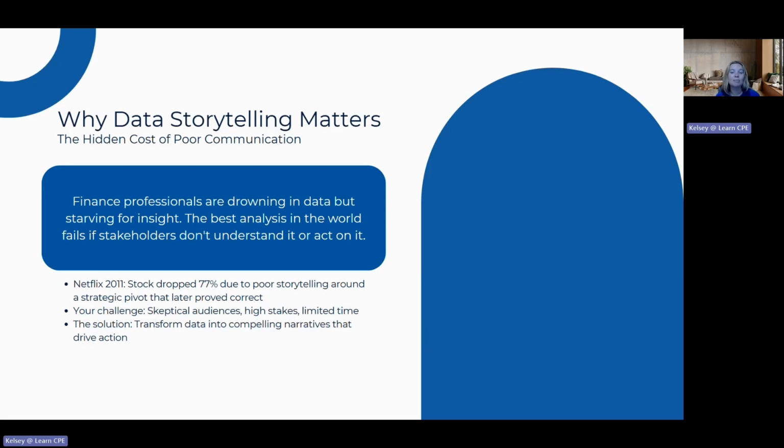Your challenge is always going to be unique. You're going to face really skeptical audiences, trained to question assumptions. You have regulatory constraints, time pressure. But this is where communication, if it's poor, it can derail careers. If it's good, it can make your career. It can make your business, which for most of us, we really want.